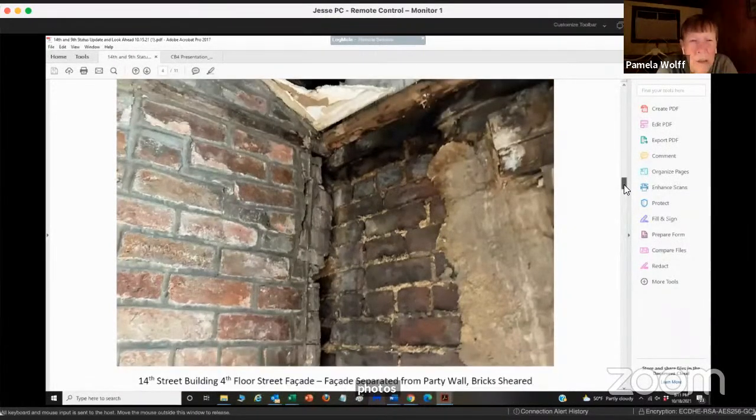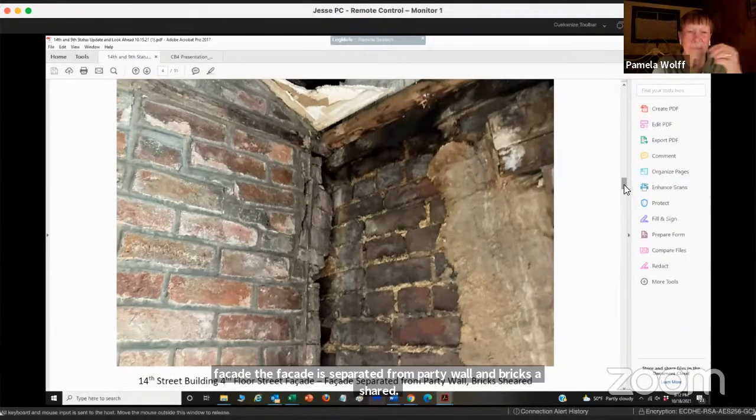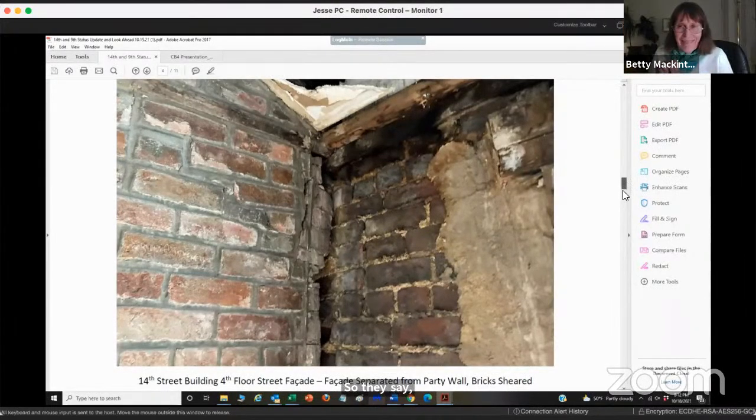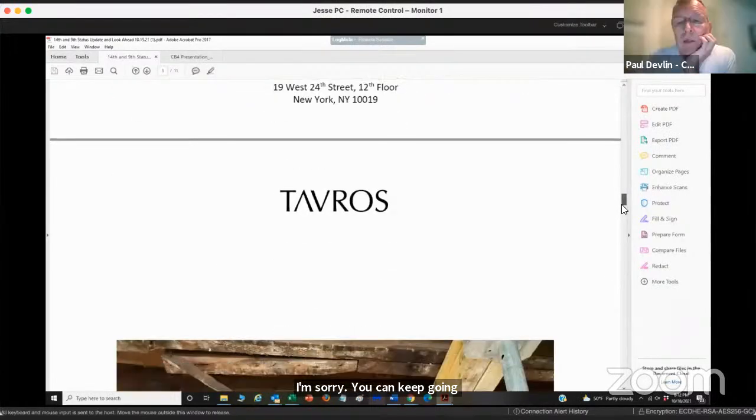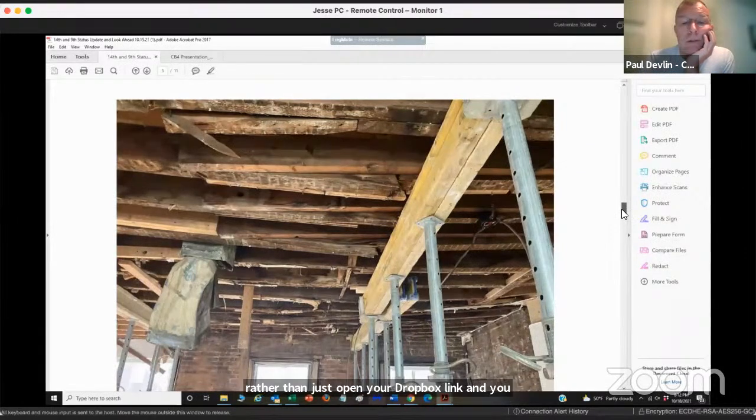Can we hold on that image for a minute? I want the description of where it is. So it says the 14th Street building, 4th floor street facade. The facade is separated from the party wall and bricks are sheared. So they say. I'm sorry, you can keep going. And again, if it's easier for people to see on their own rather than this, open your Dropbox link and you can see these photos on your own computer.